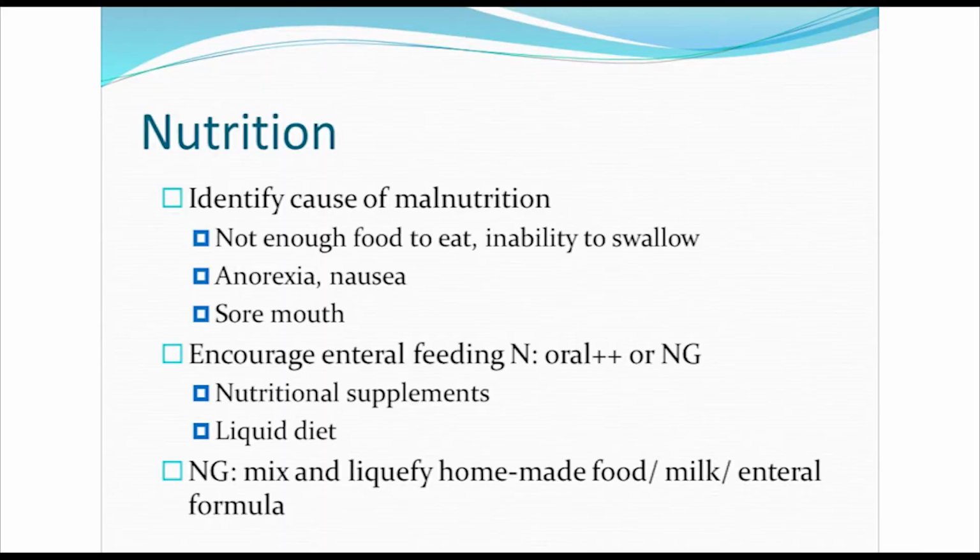So nutrition is always a difficult problem, and it is especially distressing for relatives, for the parents, saying he or she is not eating. So we have to see a child who is malnourished, maybe is not able to swallow, or maybe there is not enough food at home. So the first thing is to ensure with our social workers that it is not just a problem related to poverty. Assess for anorexia, nausea, look at the mouth, and encourage enteral feeding.